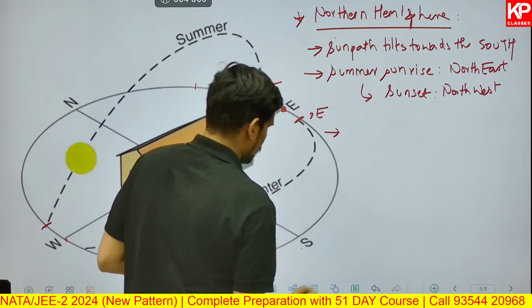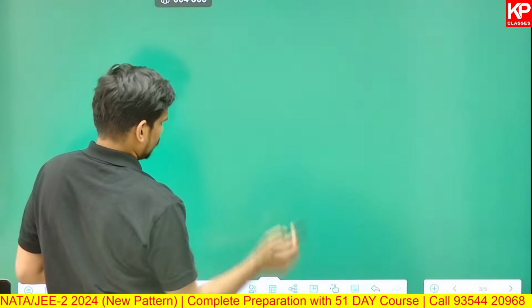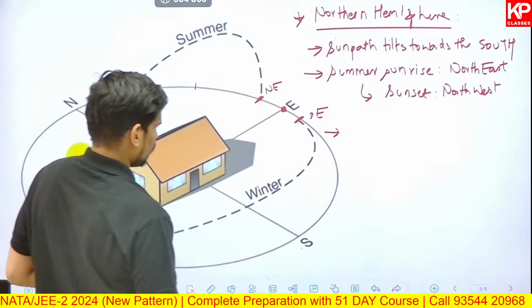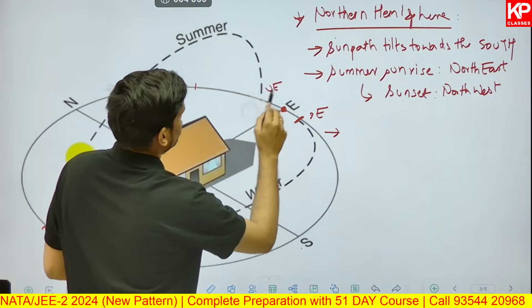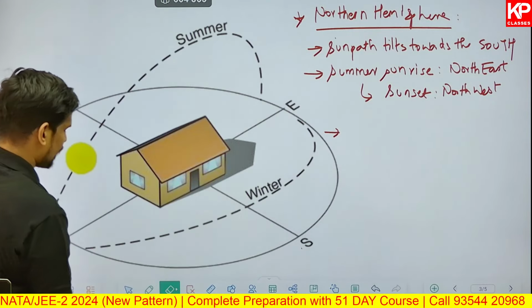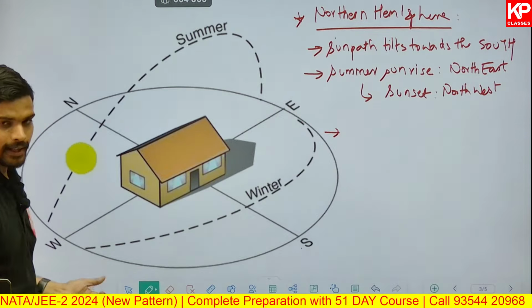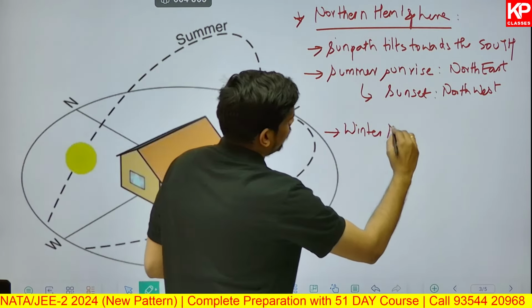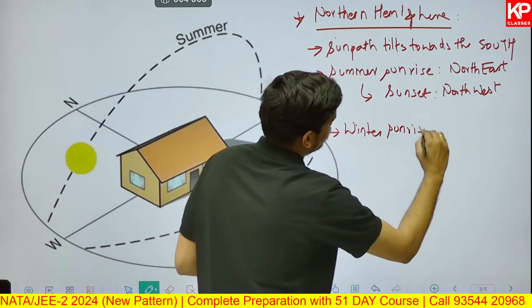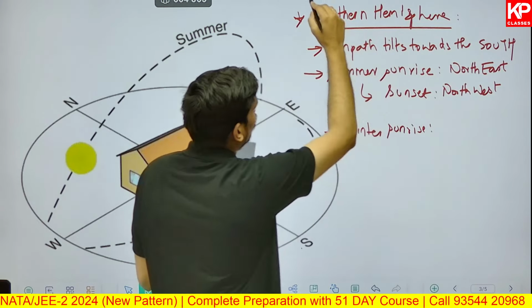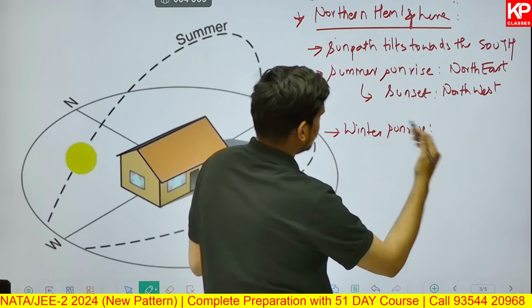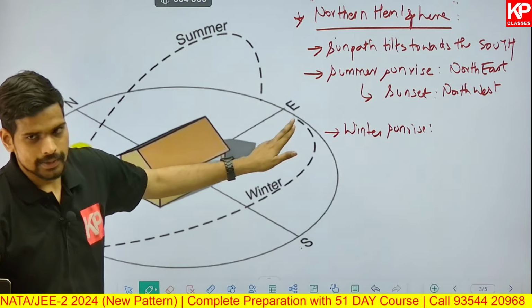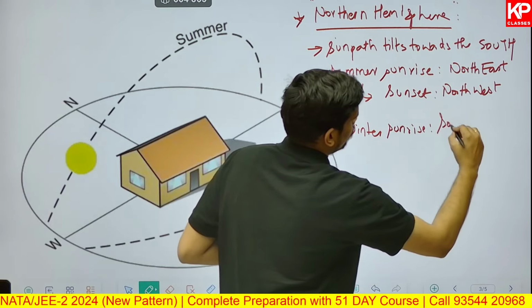Now coming to the winter point, as you can see from the diagram, southeast is the sunrise point and southwest is the sunset point in the month of winter. So if you talk about the winter sunrise, in all the months of winter, the sunrise in the northern hemisphere, all these are with respect to northern hemisphere, the sunrise will be towards the south of east. So it is southeast sunrise.